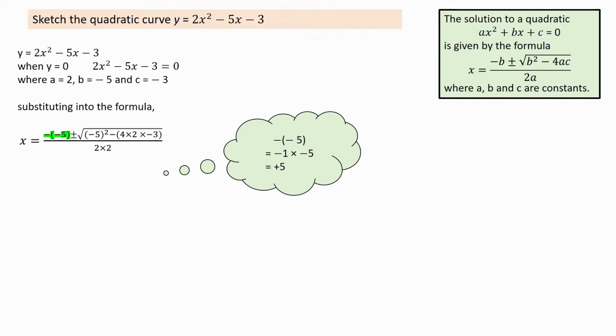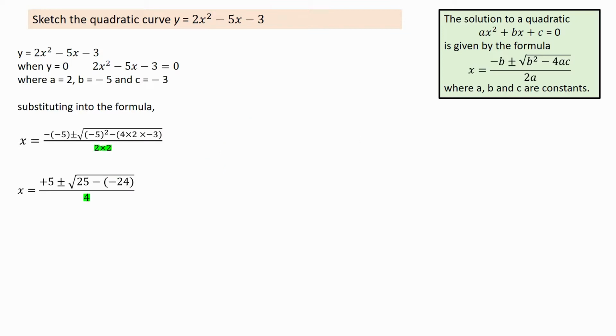Now working with the negatives, minus negative 5 can be thought of as minus 1 times minus 5. Two negative numbers multiplied together give a positive number. So this results in positive 5. Negative 5 all squared is the same as negative 5 times negative 5. Again, two negative numbers multiplied give a positive, giving positive 25. And working out the bracket gives negative 24, giving the square root of 25 minus negative 24. And finally, the denominator gives 4.